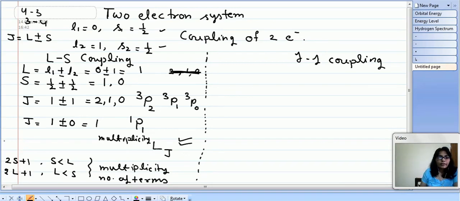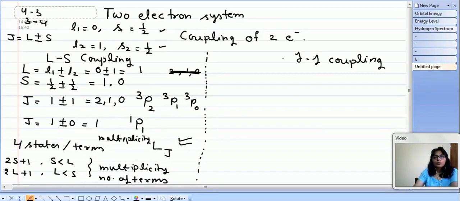And here, for the given example, we have four states, four terms: three terms here and one term here. It means if there are two electrons, given by these values, and if we couple these two electrons, then we will get four terms or four energy levels, which are closely spaced energy levels.